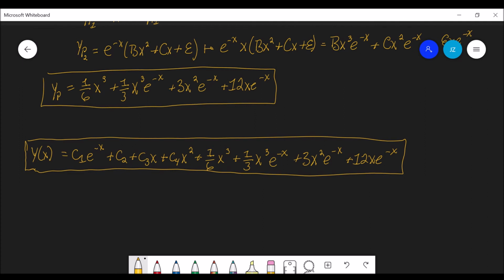So this method is not particularly difficult. However, it is rather tedious. Also, there are restrictions on it, particularly the restriction of the form of our g of x.